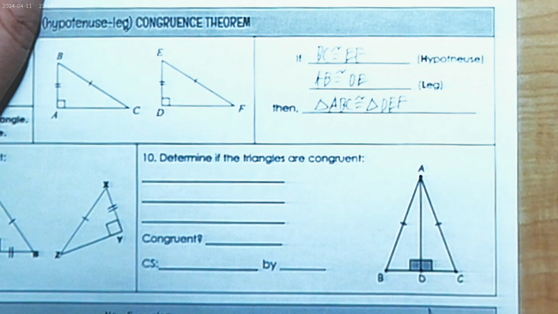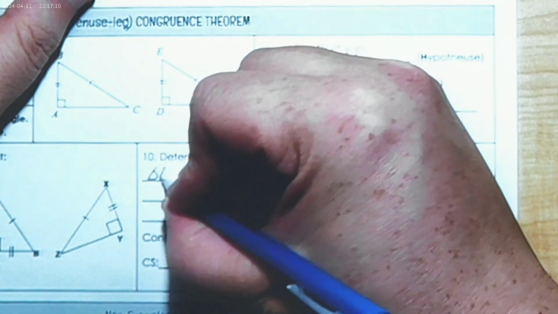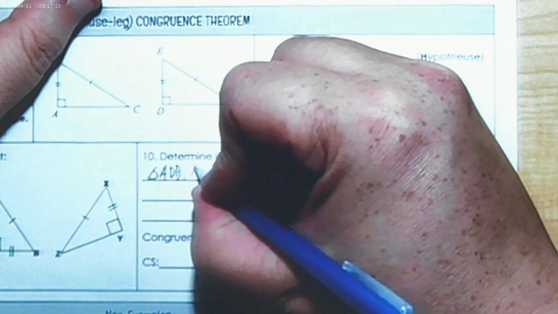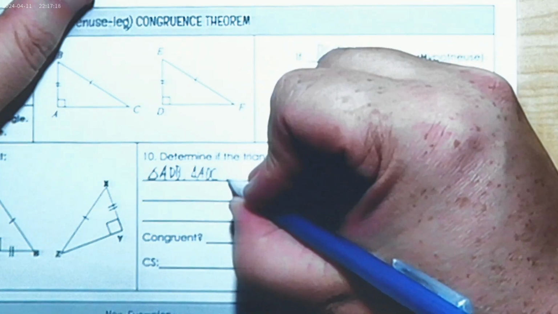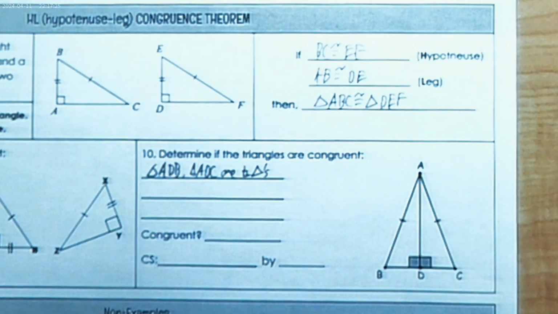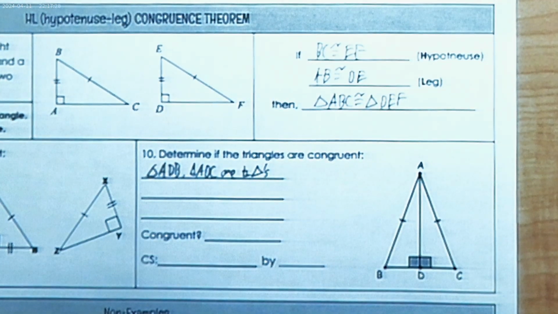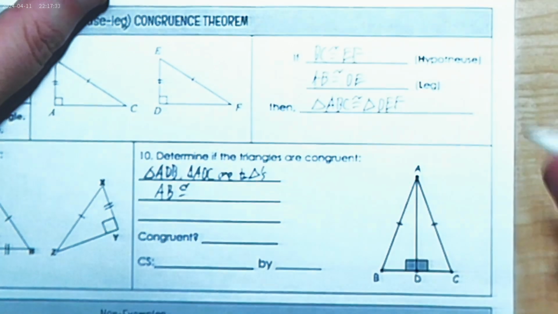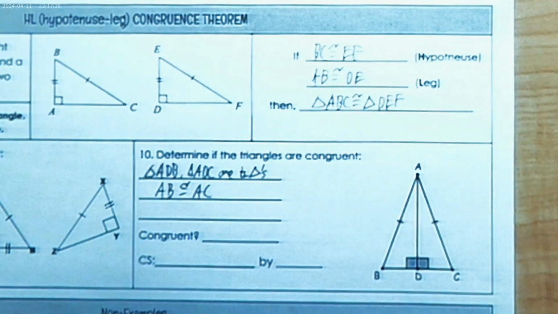So I dropped it down here, and I can say conclusively that triangle ADB and triangle ADC are right triangles. Again, I'm not sure what the nomenclature is for the statement. I also know that AB is congruent to AC, and unfortunately, that's where it ends.